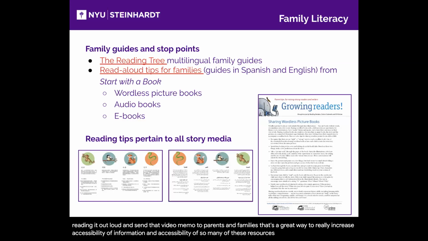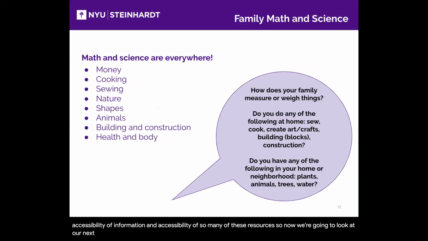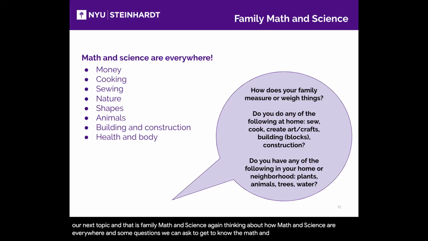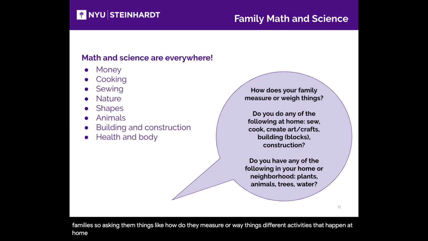So now we're going to look at our next topic, and that is family math and science. Again, thinking about how math and science are everywhere, and some questions we can ask to get to know the math and science practices of our families. So asking them things like, how do they measure or weigh things? Different activities that happen at home, whether it's working with money or cooking or sewing, being in nature, looking at shapes, animals, building and construction, and health and body. So really tapping into these funds of knowledge that are so prevalent in everyday life. We're going to now look at some specific examples.